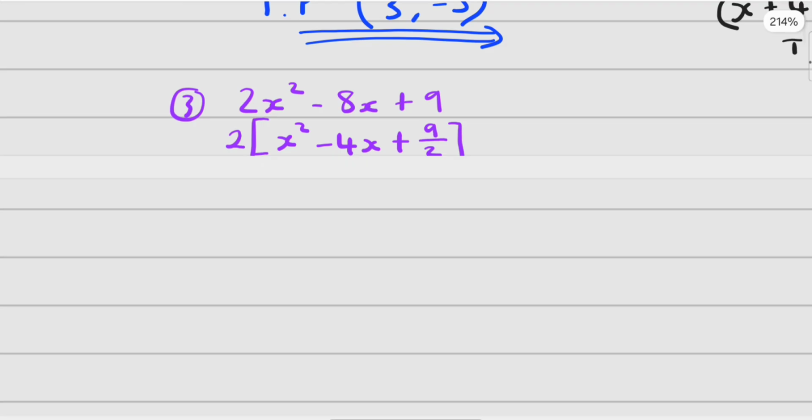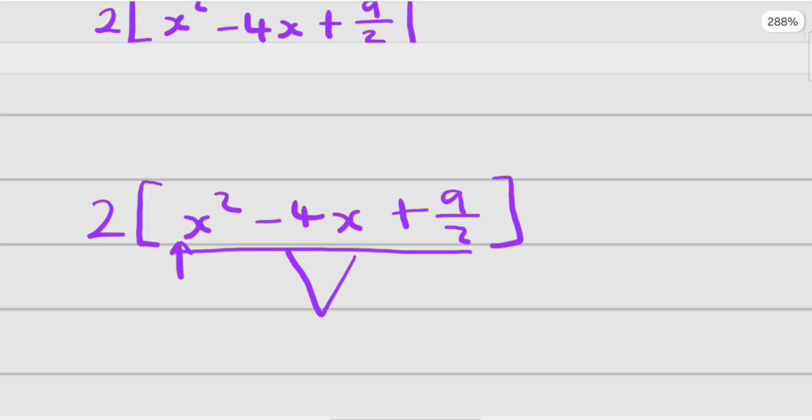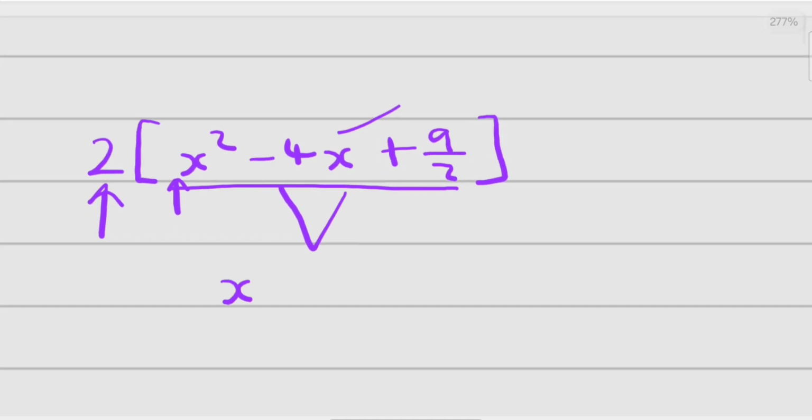And this will come down as 2, let me just rewrite this: x squared minus 4x plus 9 over 2. I said that we have the coefficient of x squared as 1, so we can complete the square for this expression first, then we multiply everything by these 2. So completing the square for this, we get x minus half of this, that's 2, right? And I put a minus here because there's a minus here, right?